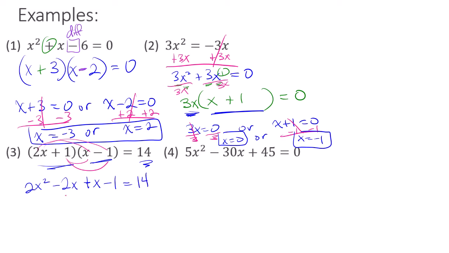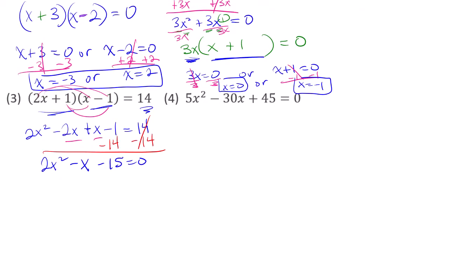So I'm going to combine like terms here. I'm also going to subtract 14 from both sides. So I'm going to do two steps at once here. Okay, so I get 2x squared. Then I'm going to combine these like terms. Negative 2x plus x is negative x. And I'm going to combine these. Negative 1 minus 14 is negative 15.